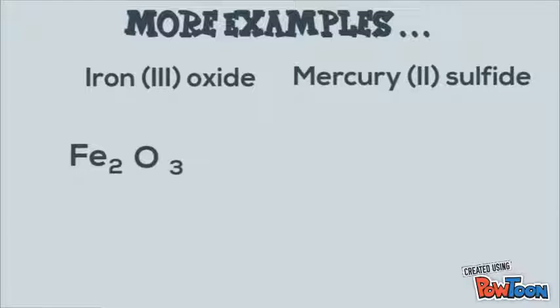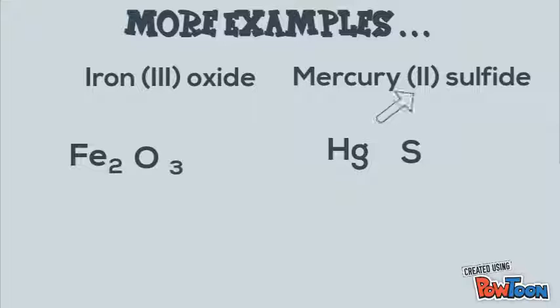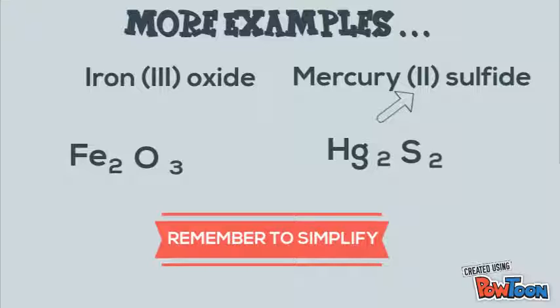Next is mercury 2 sulfide. We know mercury and sulfur are Hg and S. The Roman numeral 2 tells us mercury is a +2 charge. We know that sulfur is a -2 charge, so we're going to cross those 2 charges and make them subscripts. Remember, we have to simplify. So we're going to get rid of the 2s, and mercury 2 sulfide is just HgS because we've simplified.